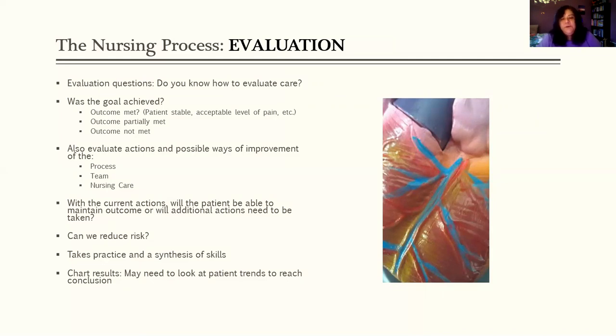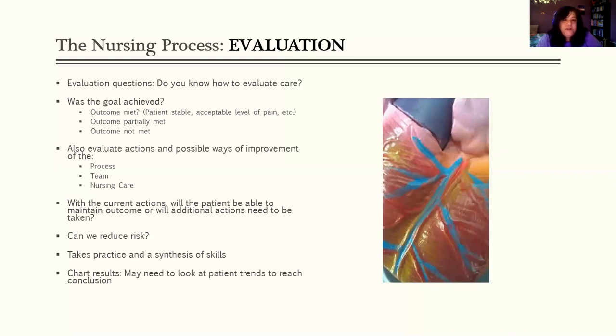Then you ask yourself, with the current actions, will the patient be able to maintain the outcome, or do I need to take additional actions to reach the outcome? In other words, am I one and done, or is this going to take continuous monitoring and other things? We have to ask ourselves, is there any way that we can reduce the risks to the patient, to the staff, to everybody? We're evaluating everything we did. Remember, this step takes practice, and you have to be able to put all the skills together. It's the highest level of questioning.